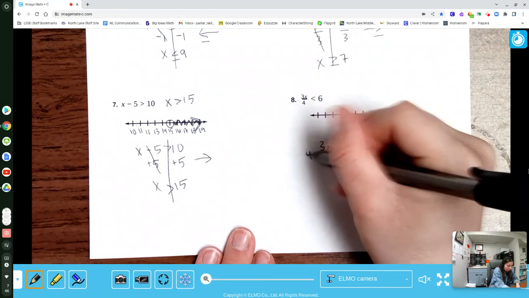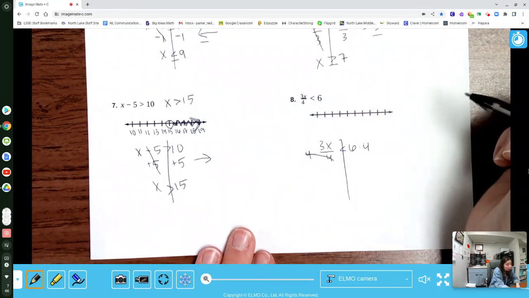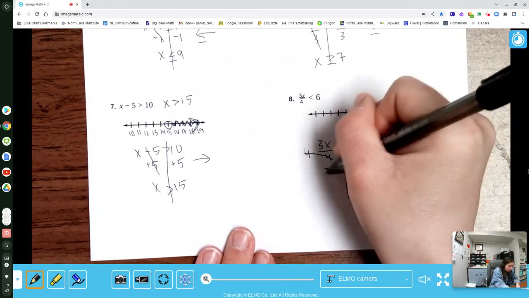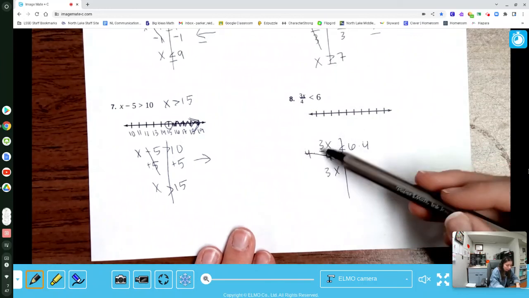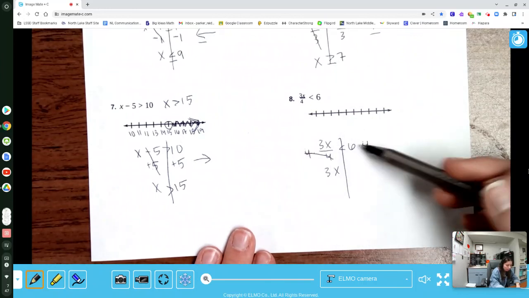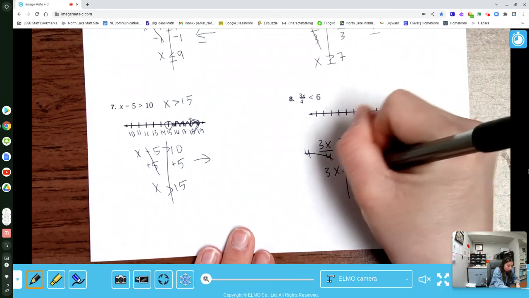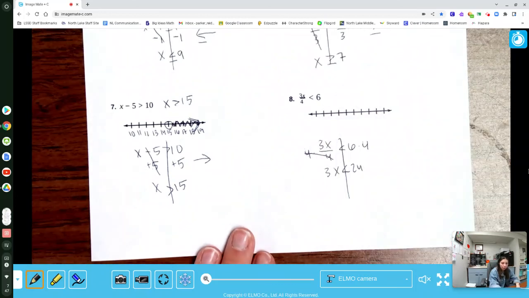Times 4 divided by 4 undo each other. That does not mean only x is left. It means we have 3x left, right? I have not touched the 3 yet. 6 times 4 is 24. So now our inequality says 3x is less than 24.